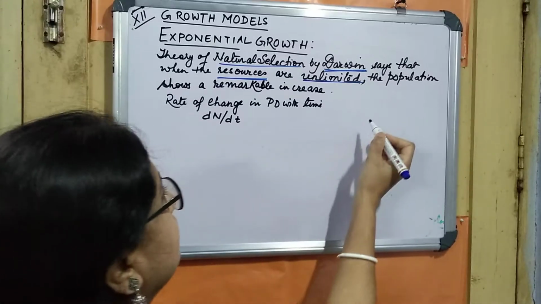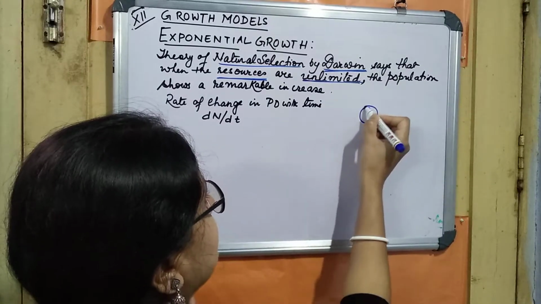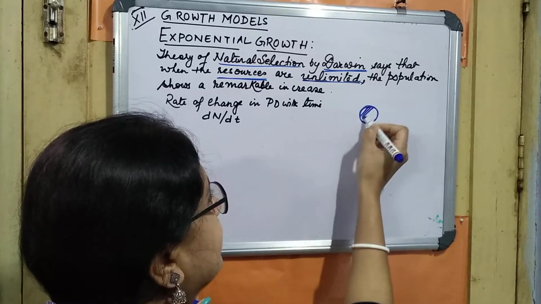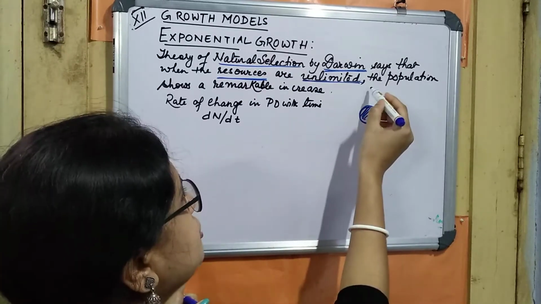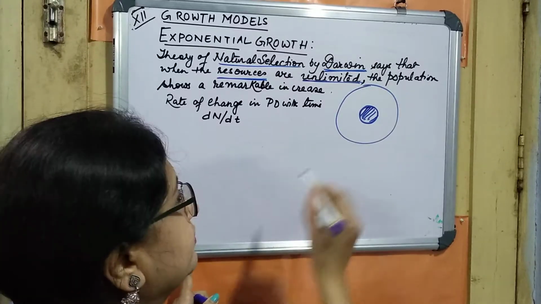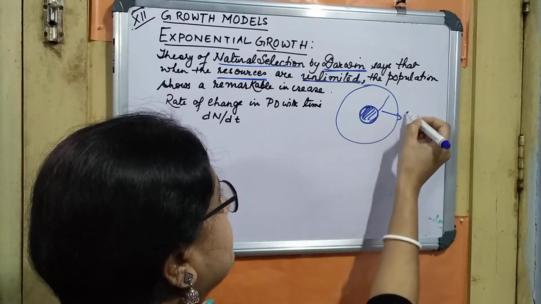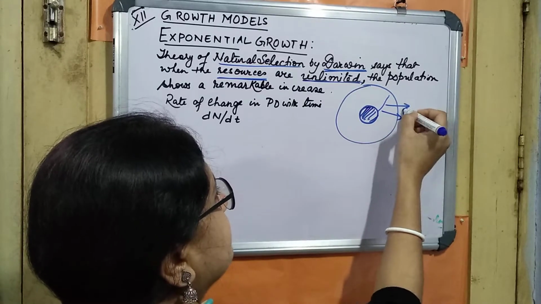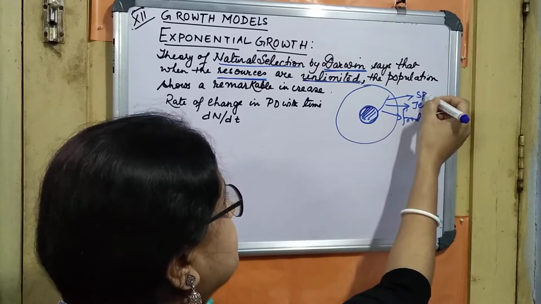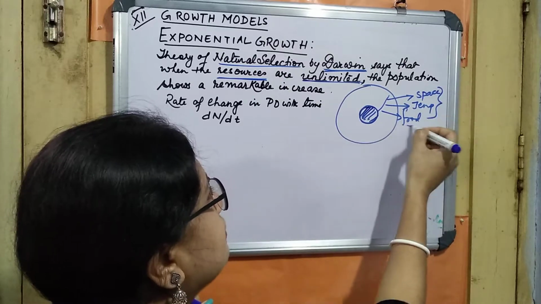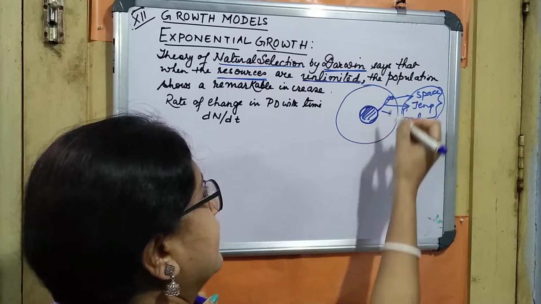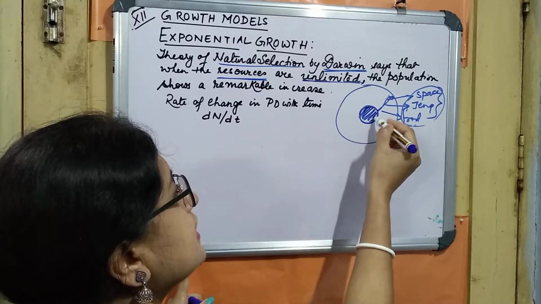Suppose for example we have a population this much, right? The population is represented diagrammatically like this. Now for this population, the resource surrounding it is maximum. This resource can be food, temperature, or space. If all these resources are available in a proper manner, rather more than that, then we see an increase in this population.